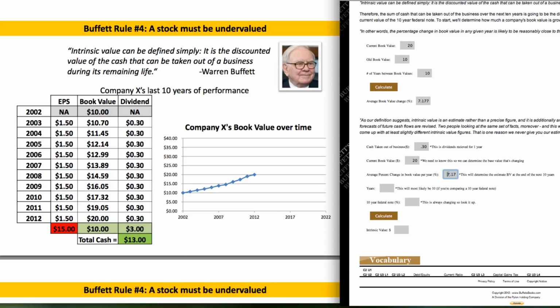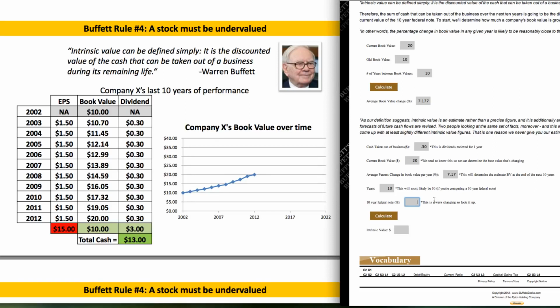This is where the guesswork of the intrinsic value calculation really comes in. It's a matter of preference. It's a matter of risk. It's something that you're going to have to tailor to your specific needs. But for this, based off of how flat that line is, I'm going to go ahead and use the 7.17. So the years. This is going to be the next 10 years. If you're always comparing this to a 10-year federal note, this number here is always going to be 10.